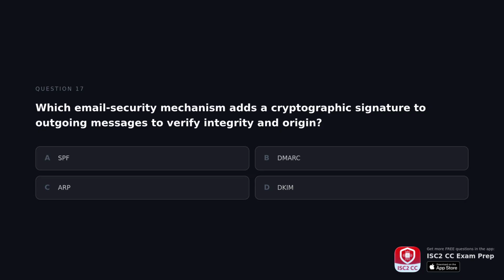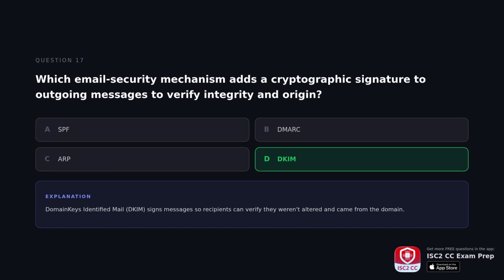Which email security mechanism adds a cryptographic signature to outgoing messages to verify integrity and origin? A. SPF, B. DMARC, C. ARP, D. DKIM. The correct answer is DKIM. DKIM signs messages so recipients can verify they weren't altered and came from the domain.